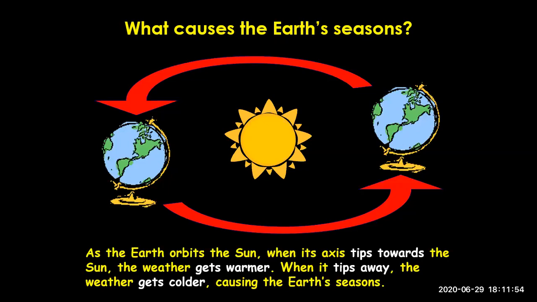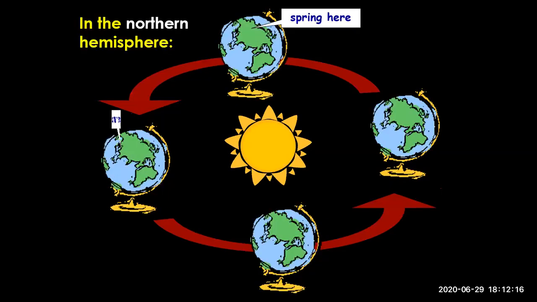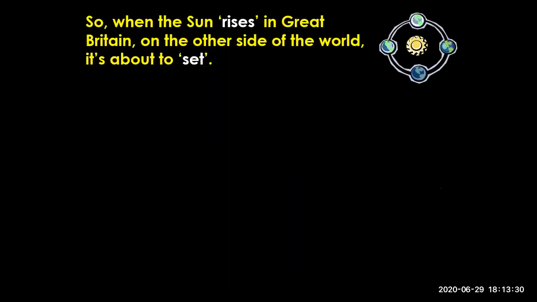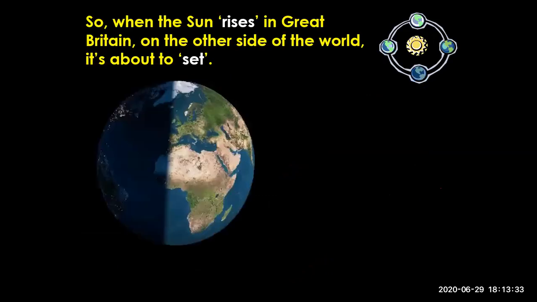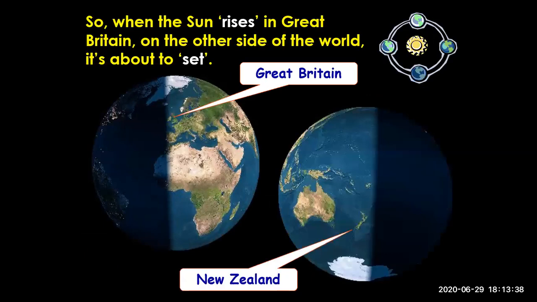In the northern hemisphere, it is summer, and the northern hemisphere is pointing towards the sun. On the other side of the world, it's about to set. That's Great Britain, and that's New Zealand. So when the sun rises in Great Britain, on the other side of the world, it's about to set, in the morning and night.